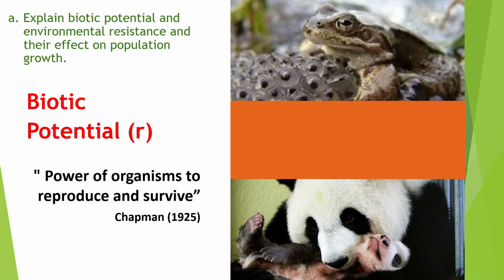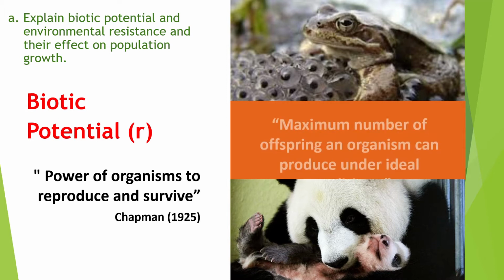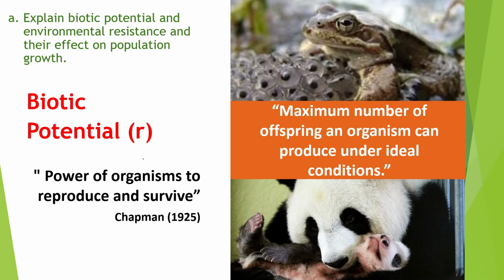What is a biotic potential? According to Chapman 1925, biotic potential means power of organisms to reproduce and survive, or maximum number of offspring an organism can produce under ideal condition.